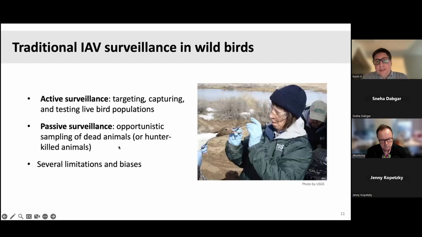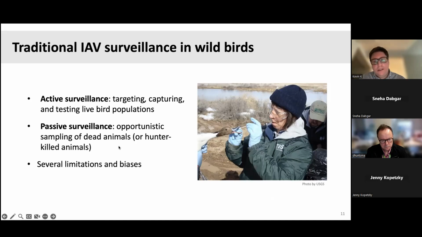So there's 2 main approaches to wild bird surveillance. The first is called active surveillance. That's where you go out and you capture live birds and then you test them for flu. And the second approach is called passive surveillance. And this is where you opportunistically sample dead animals. Now, some of these animals are found and reported by citizens. Others are voluntarily submitted by wildlife rehabs and hunters. But both of these approaches have major limitations and biases.